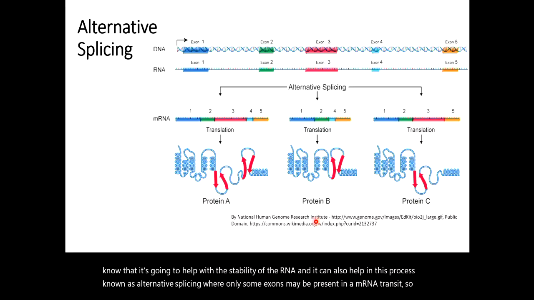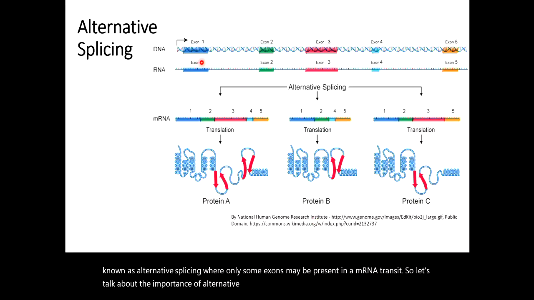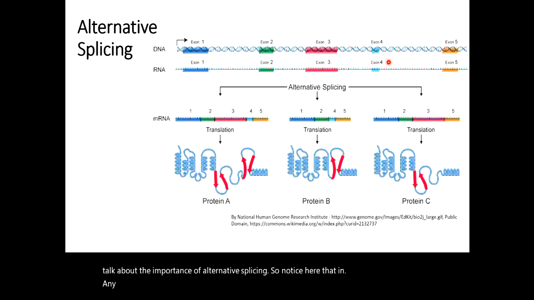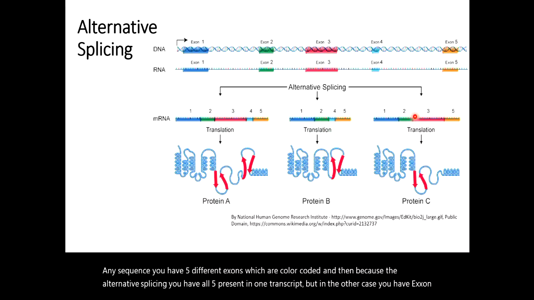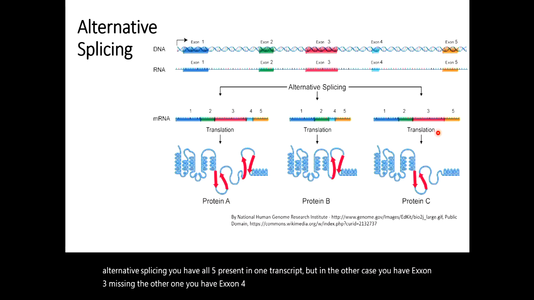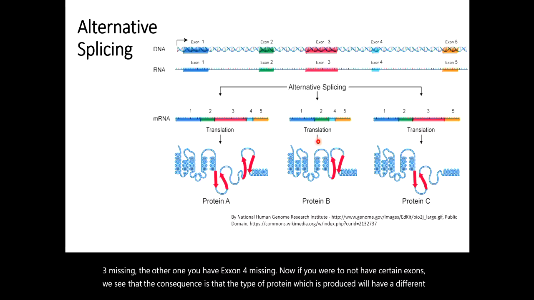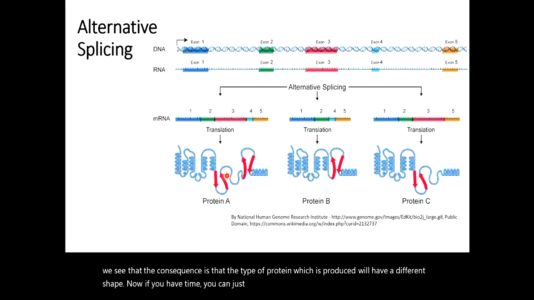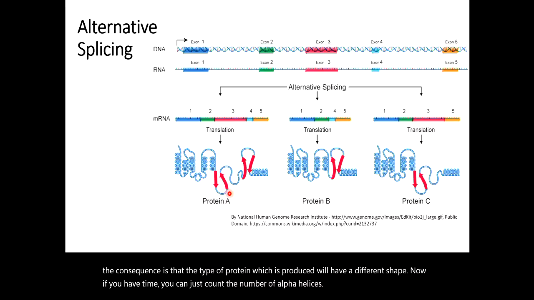So let's talk about the importance of alternative splicing. Notice here that in this DNA sequence you have 5 different exons which are color coded, and because of alternative splicing you have all 5 present in one transcript, but in another case you have exon 3 missing, and in another one you have exon 4 missing. If you do not have certain exons, the consequence is that the type of protein which is produced will have a different shape. If you have time, you can count the number of alpha helices versus the red arrows which point to the beta sheets.